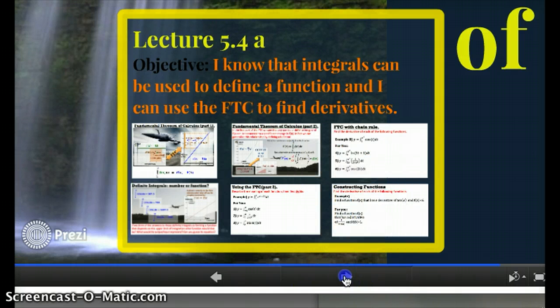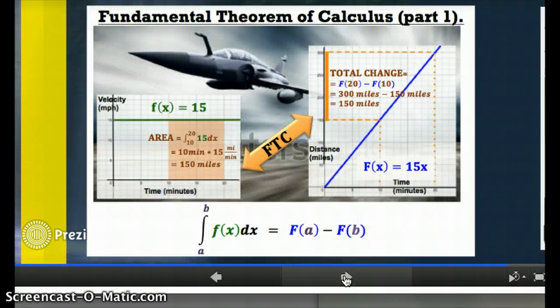So the first part of the fundamental theorem of calculus is actually something that you already know. Take a look at the picture on screen. See if you can figure out what information these two graphs are telling us and how they're related.